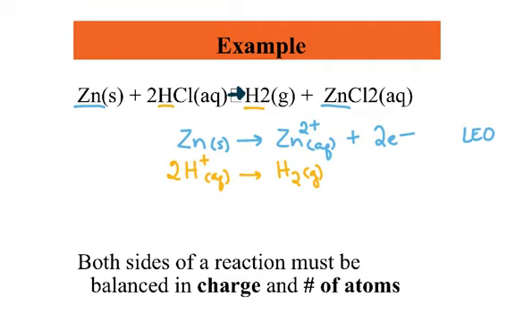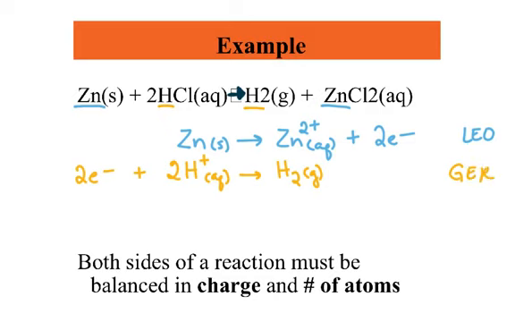On the yellow side, the hydrogen side, we have 2H+ becoming H2. So it's positive becoming neutral. In order to neutralize the positive, we would have to add 2 electrons to get that job done. So this is my GER half reaction, my reduction.